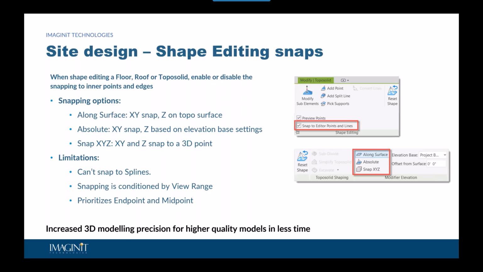The current snap behavior in the along surface and absolute only capture the XY position of a reference geometry. The new snap XYZ snaps to the Z coordinate of any visible geometry, including DWGs and Revit links.